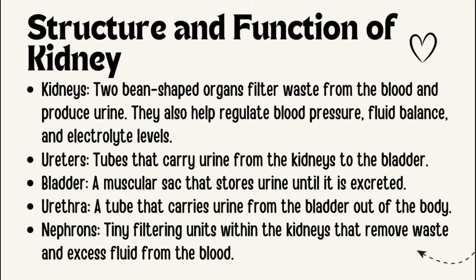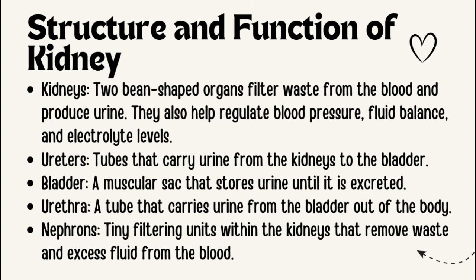Within the kidneys we have structures called nephrons. Nephrons are tiny filtering units within the kidneys that remove waste and excess fluid from the blood. That's the main thing with the kidney: you have to know about the nephrons inside of it, since they're the ones that actually do the filtering to remove the waste. So it's not just the kidney that removes waste all by itself. It's the nephrons within it that actually remove the waste and the excess fluid from the blood.